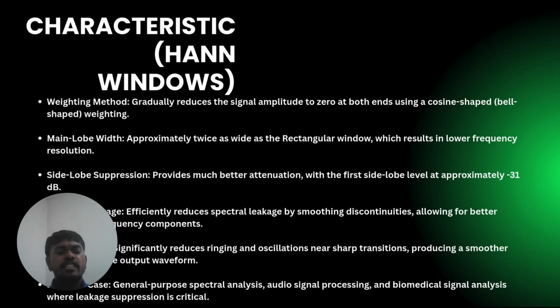The ringing effect is also significantly reduced. The smoother transitions in the time domain produce a more stable and cleaner output waveform in the frequency domain. This makes the Hann window the best use case for general purpose spectral analysis, audio processing, and especially biomedical signal analysis like ECG or EEG, where avoiding artificial noise is critical for accurate diagnosis.